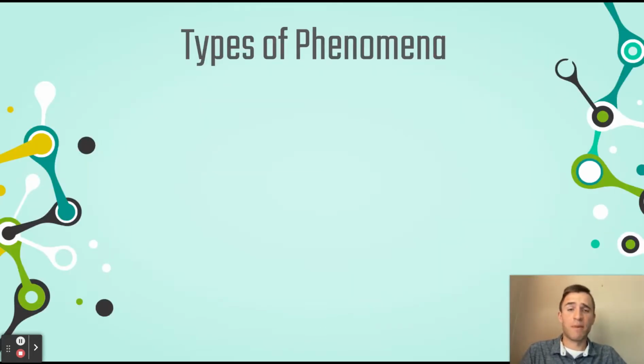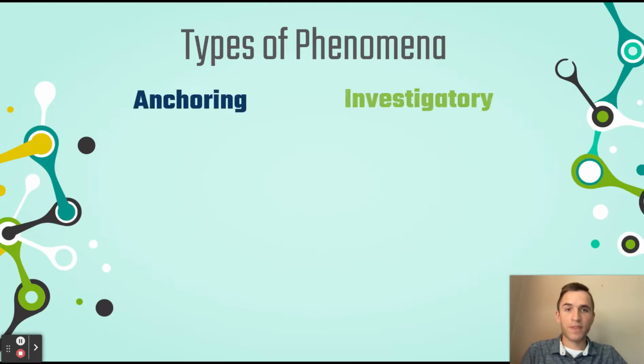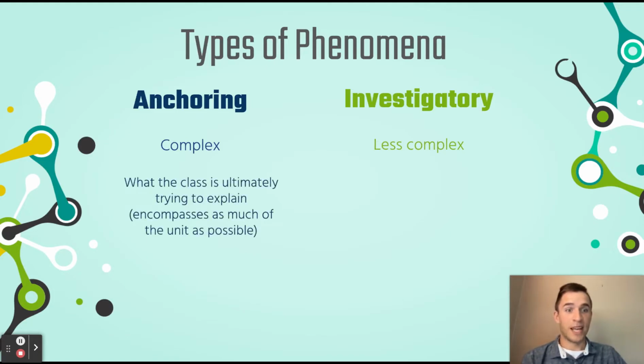Now, there's two types of phenomena that are important to distinguish when you're planning a unit. The first is called an anchoring phenomenon, and the second is called an investigatory phenomenon, or a building phenomenon, it's often called. Anchoring phenomena tend to be more complex, whereas investigatory are less complex. The reason an anchoring phenomenon is complex is because it is anchoring the unit. It is what the class is ultimately trying to explain in this unit, right? It encompasses as much of the unit as possible.